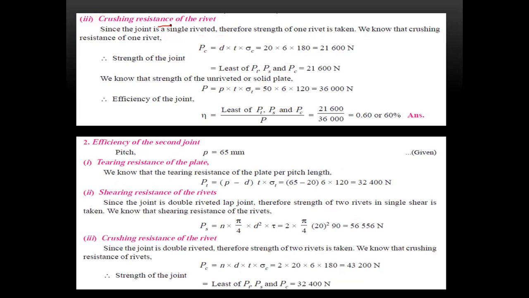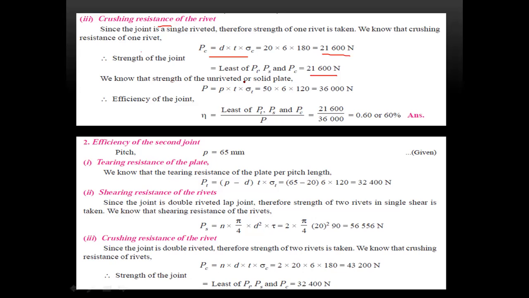Crushing resistance of the rivet. Here, what is the crushing resistance? The strength of the joint, PC, the crushing resistance, is equal to d into t into sigma c. That is 21,600. Next, the strength of the joint. Therefore, the strength of the joint is the least of PC, PS and P tau, which is equal to 21,600.